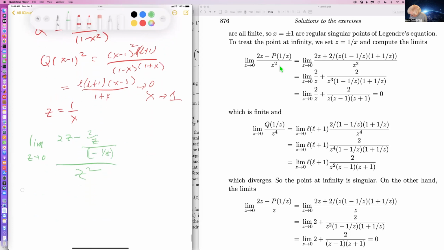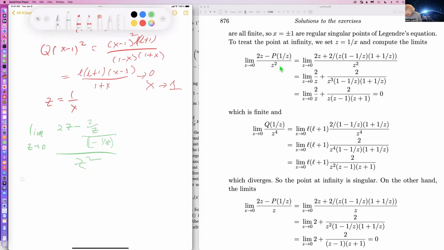Now this dividing by z squared cancels that 1 over z squared term. And so we get 2 over z minus 2 over z times (z squared minus 1), which I guess is this. And we're taking z going to 0, and so the z squared is negligible, and so this actually is 0. So that's this result.